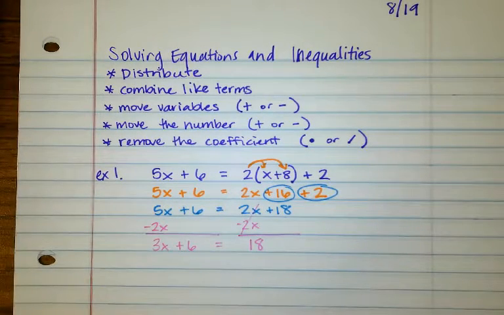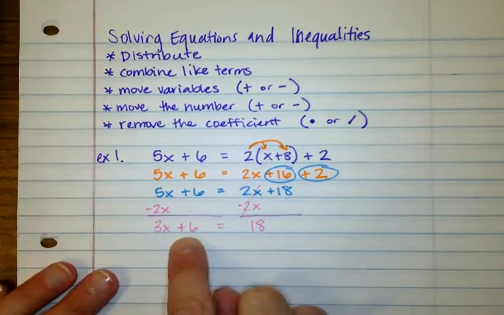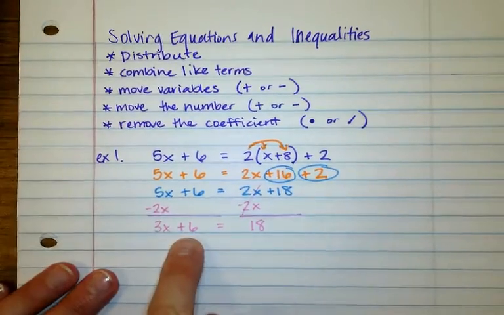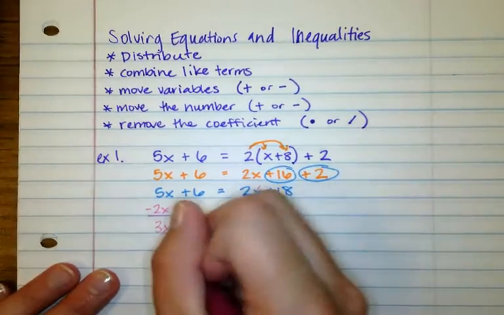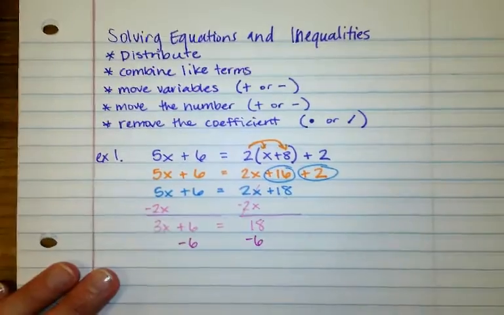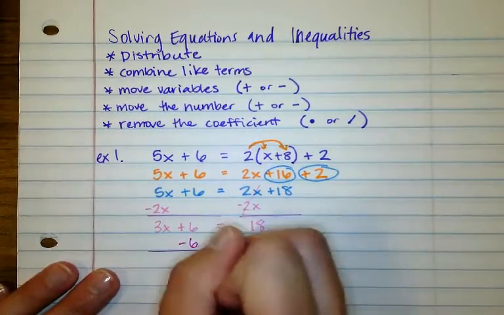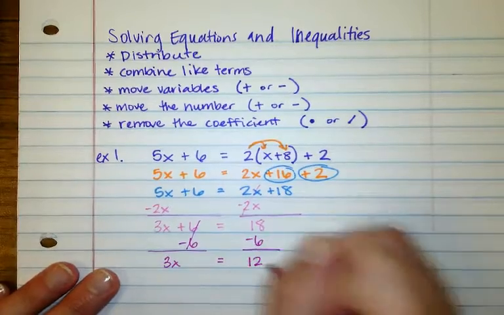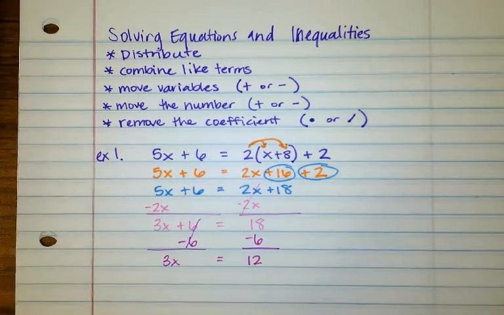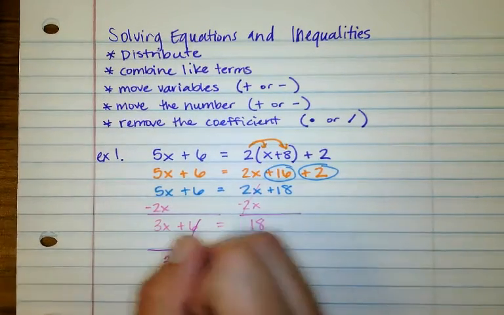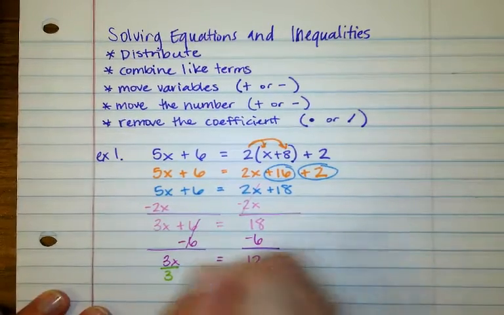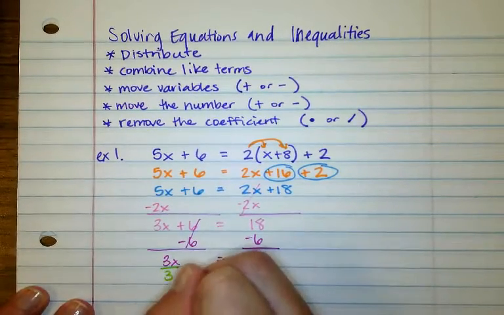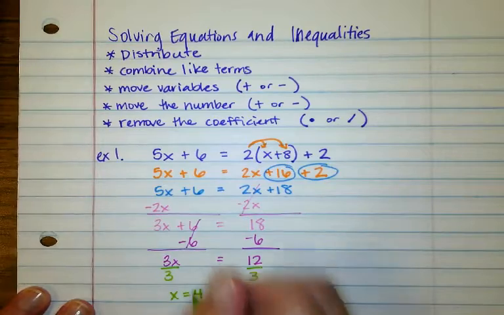Okay, guys? Now, the next thing we do is we move our number. So now we take our positive 6, and we want to get this away from our variable. So we subtract 6 from both sides, and we are left with 3x is equal to 12. Okay? Our final step here is we're going to divide both sides by 3, and my x is going to be equal to 4. All right?